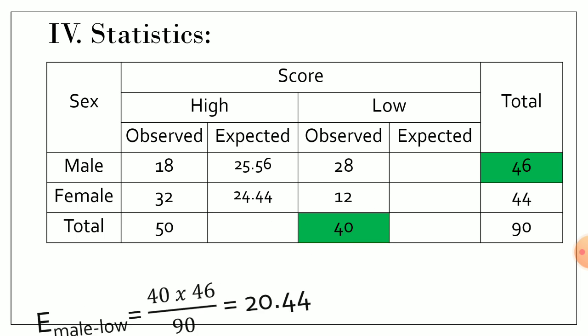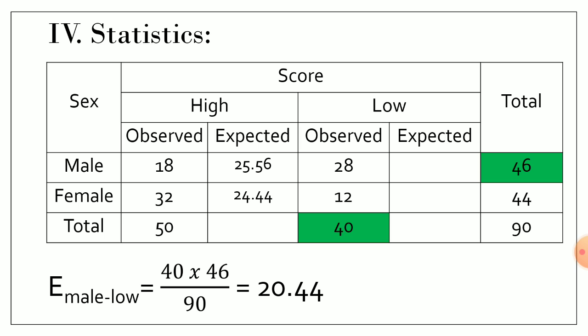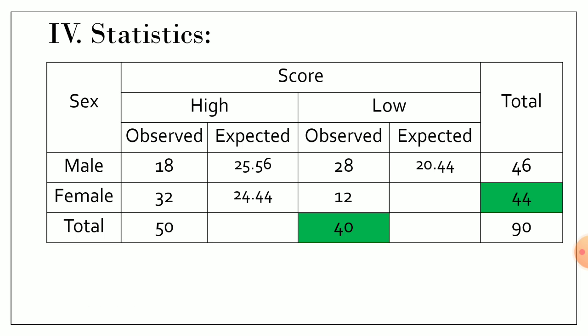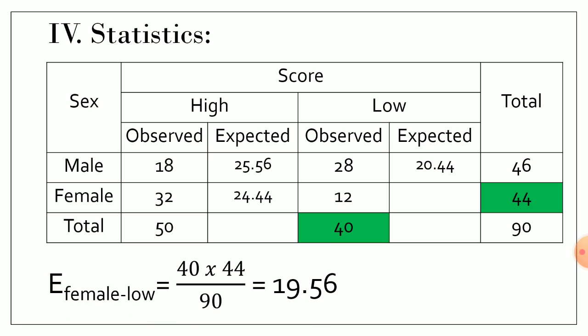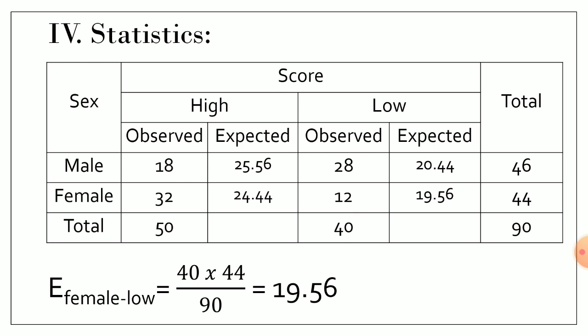Next will be the expected for male and low score. So we have a column total of 40 times the row total of 46, then divide by the grand total 90. That is equal to 20.44. And the last one is the female with low score. So we have the column total of 40 and the row total of 44, then divide it by the grand total of 90. That is equal to 19.56.